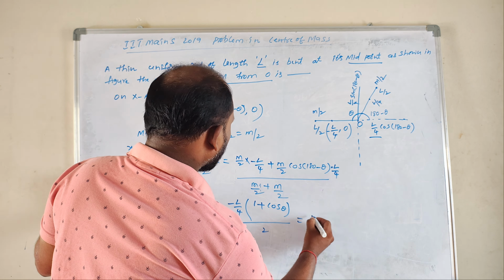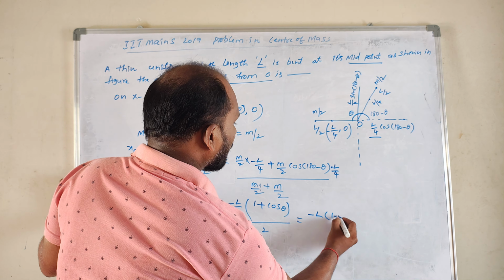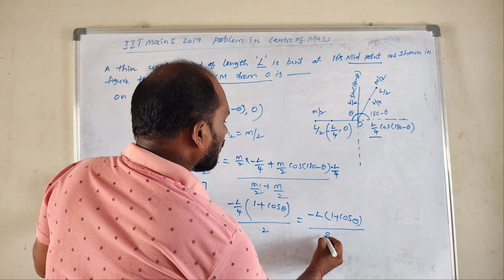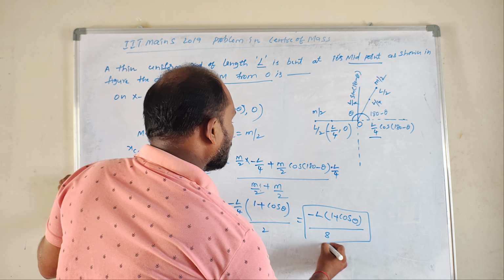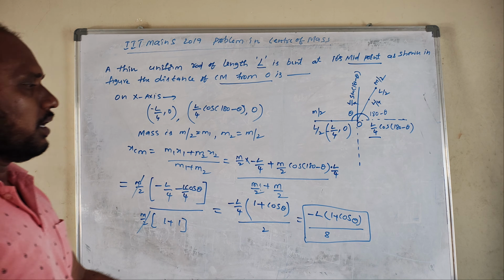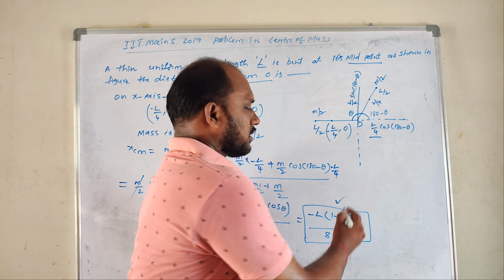Now we have to evaluate what we get, guys: minus L into (1 plus cos theta) by 8. Here 4 to 0, how much, guys? 8. So this is XCM. So XCM is how much, guys? Minus L into (1 plus cos theta) by 8 we will get. So this is the XCM value.